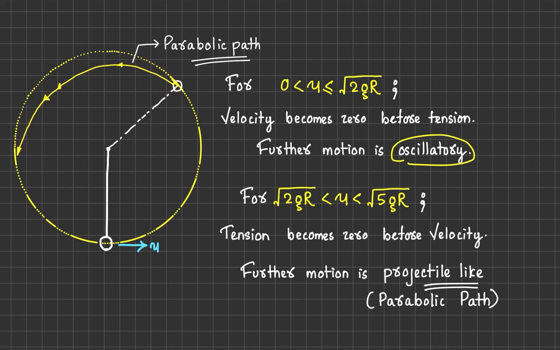So we need to pay attention that if our velocity is less than root 2gr, the particle will be moving in an oscillatory motion, and if our velocity is more than root 2gr but less than root 5gr, in that case at some point the particle will leave the circle. The particle will leave the circle at some point and further motion will be in a parabolic path.